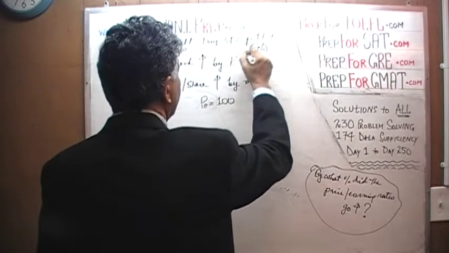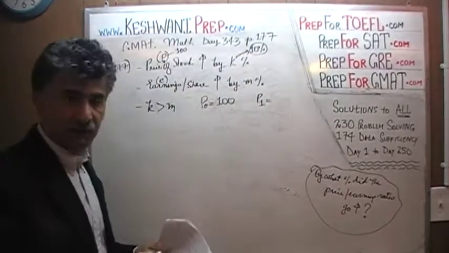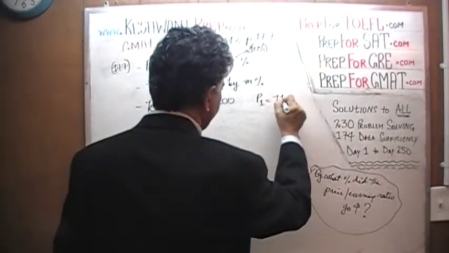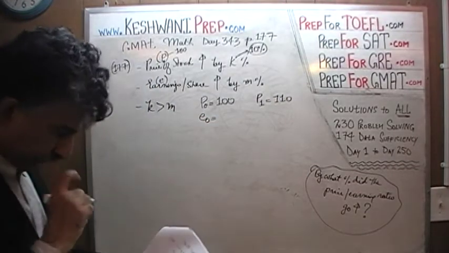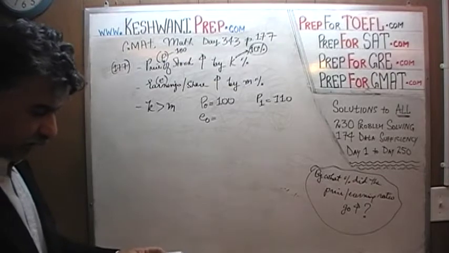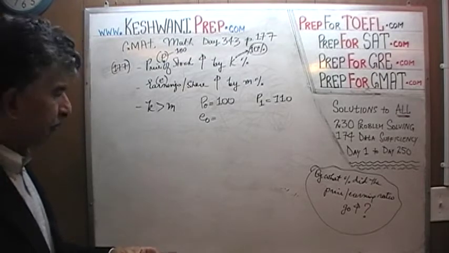So we're plugging in 10 for k. If it goes up by 10%, it's going to go from 100 to 110. Then we have a price earning ratio. Price earning ratio, we are told that it goes up by m percent.